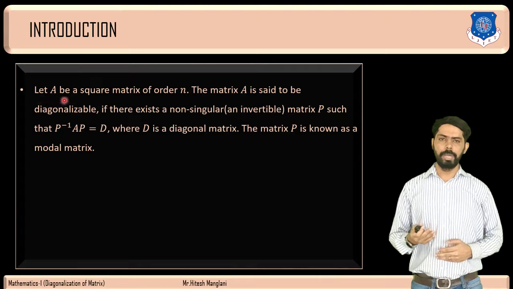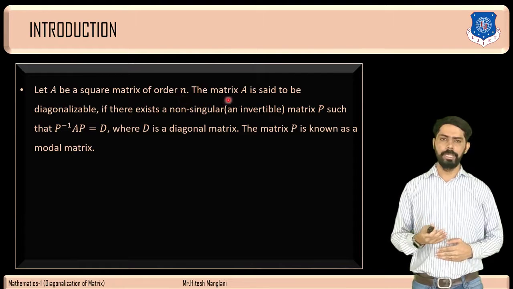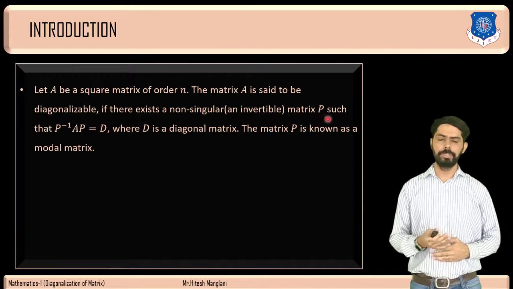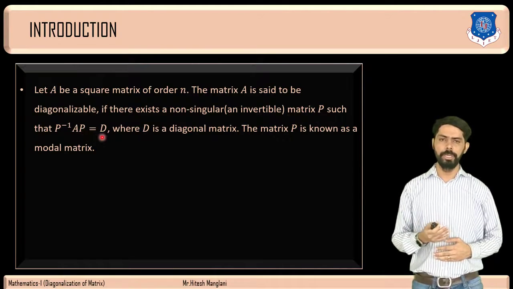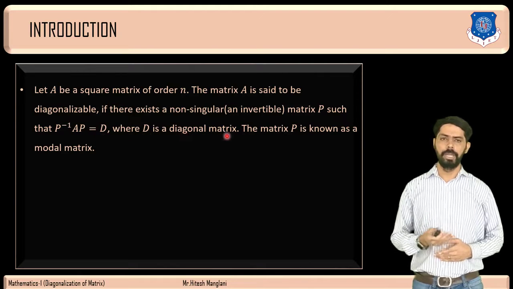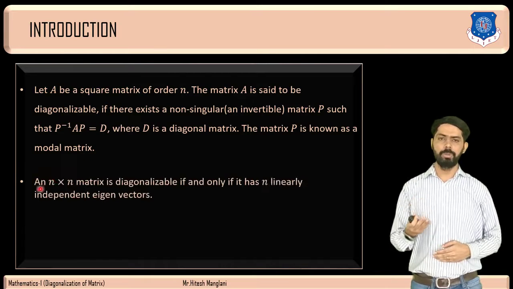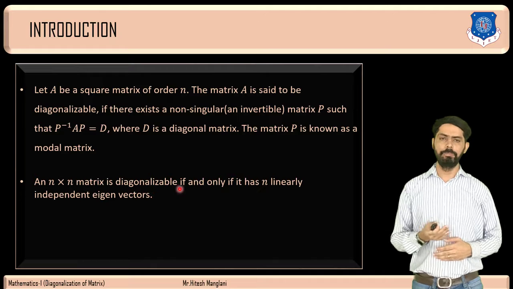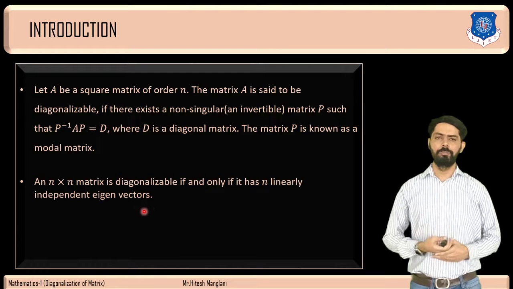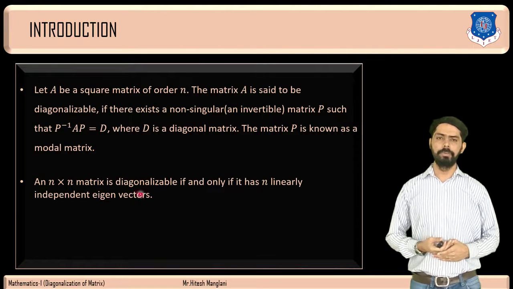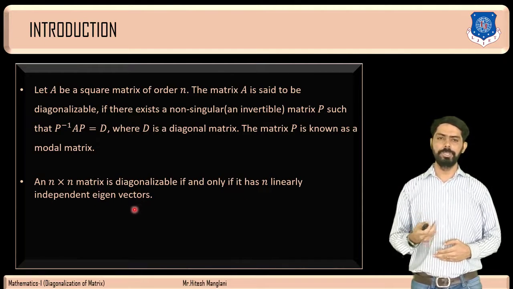Now let A be a square matrix of order n. The matrix A is said to be diagonalizable if there exists a non-singular, that is, an invertible matrix P such that P inverse AP is equal to D, where D is a diagonal matrix and the matrix P is known as the modal matrix. An n cross n matrix is diagonalizable if and only if it has n linearly independent eigenvectors. So if a matrix is of order 3 cross 3, then there should be 3 linearly independent eigenvectors. Then and only then is that matrix diagonalizable.